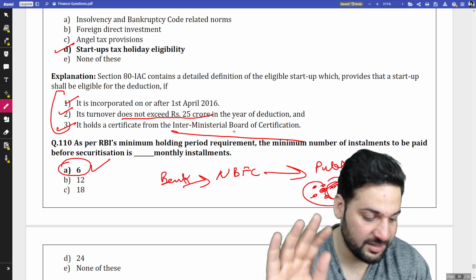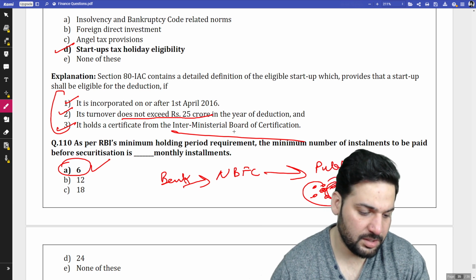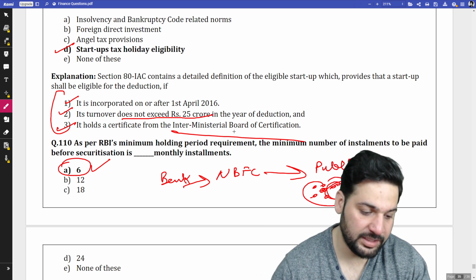Manish, I'll provide the PDF. I'll provide the PDF on Telegram, so don't worry.